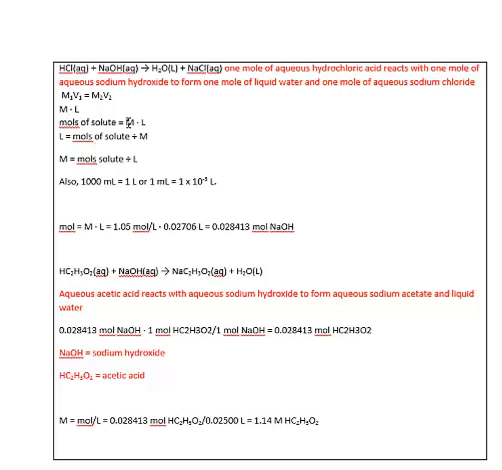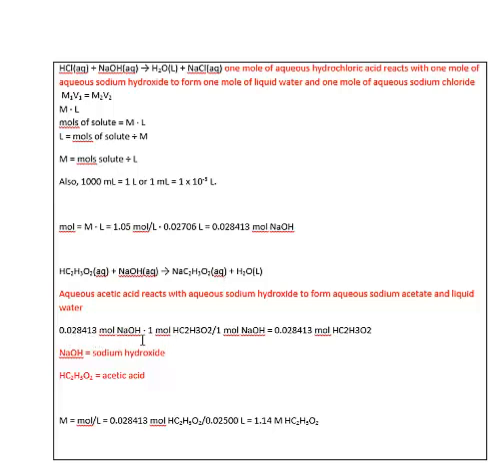And in part 1, I went over what these mean. The capital M is molarity, capital L is liters. Liters equals moles of solute divided by molarity. Molarity equals moles of solute divided by liters. Also, 1,000 milliliters equals 1 liter, or 1 milliliter equals 1 times 10 to the negative 3 liters. Moles equals molarity times liters, 1.05 moles per liter, multiplied by 0.02706 liters equals 0.028413 moles sodium hydroxide.